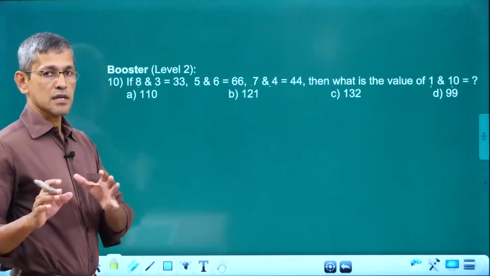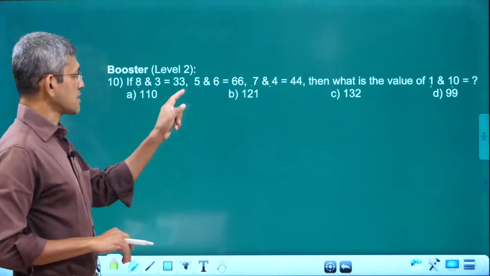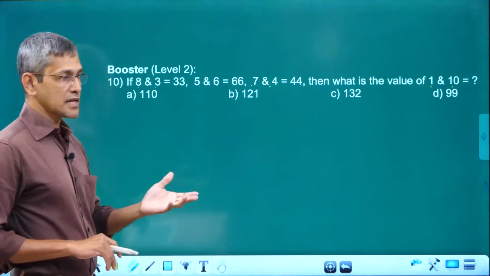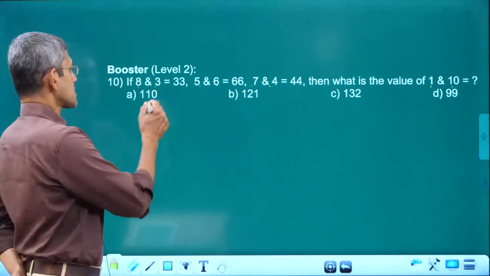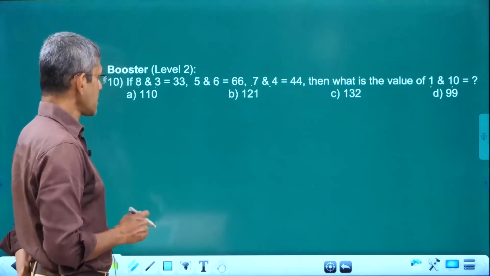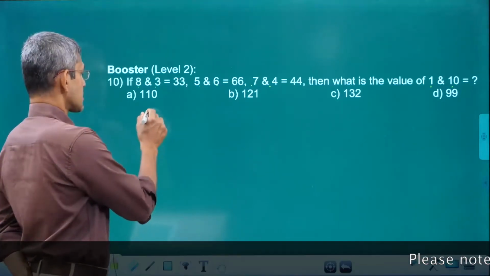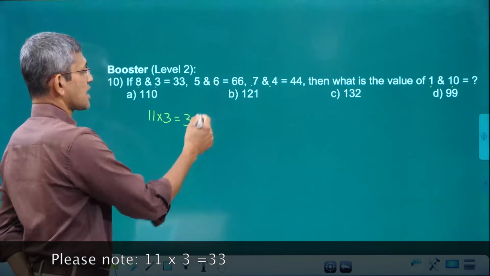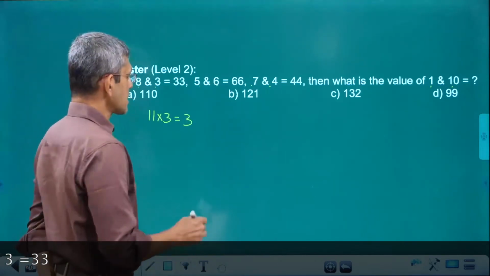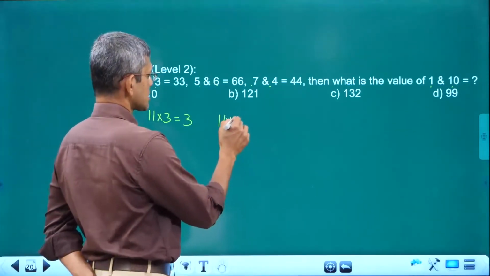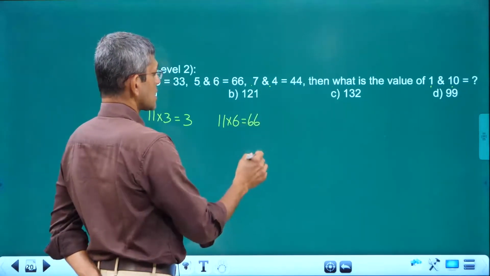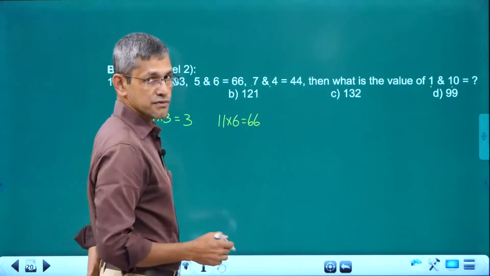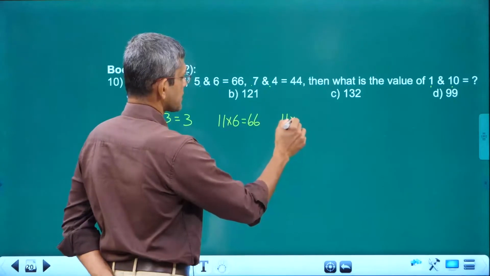A constant, 11. So 8 plus 3 is 11, 5 plus 6 is 11, etc. So 8 plus 3, 11, and this is 33. So 11 into 3 is 33. And here 5 plus 6 is 11. That 11 into 6 is 66. Here we have 7 and 4. 7 plus 4 is 11. 11 into 4 is 44.